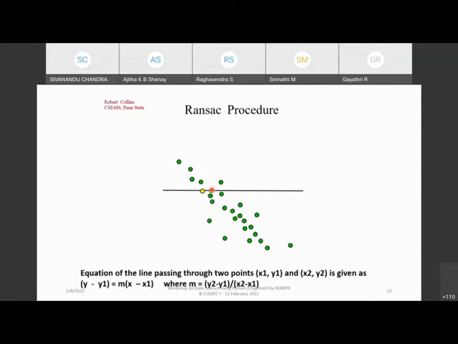How to find the equation of the line passing through 2 points? You have already studied this. Suppose you have 2 points (x1, y1) and (x2, y2). Then the equation of the line passing through these 2 points is given by y minus y1 is equal to m into x minus x1, where m is obtained by y2 minus y1 divided by x2 minus x1. So if you have 2 points, you can get the equation of the straight line which passes through these 2 points. So select 2 points randomly and find the equation of the line which passes through these two points.